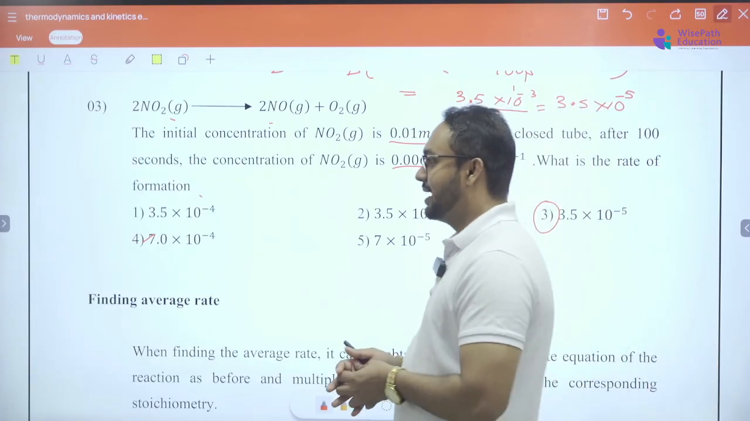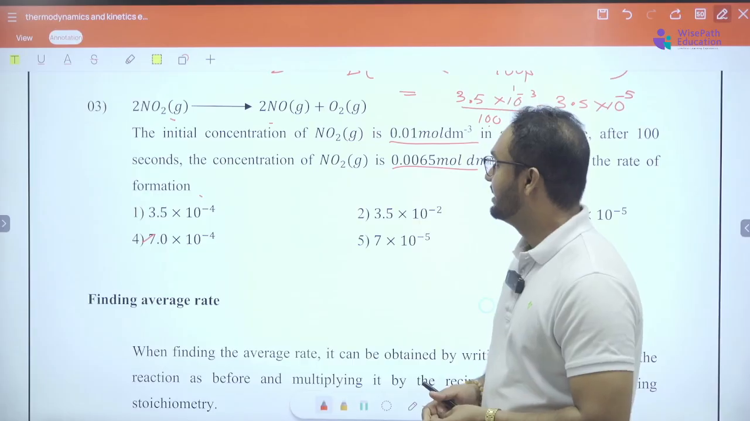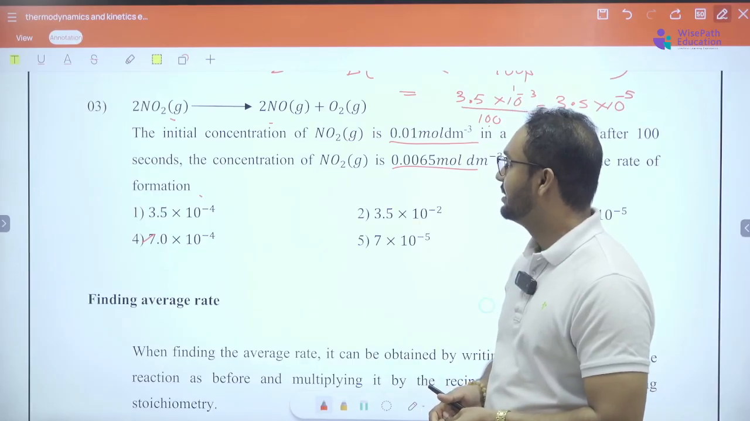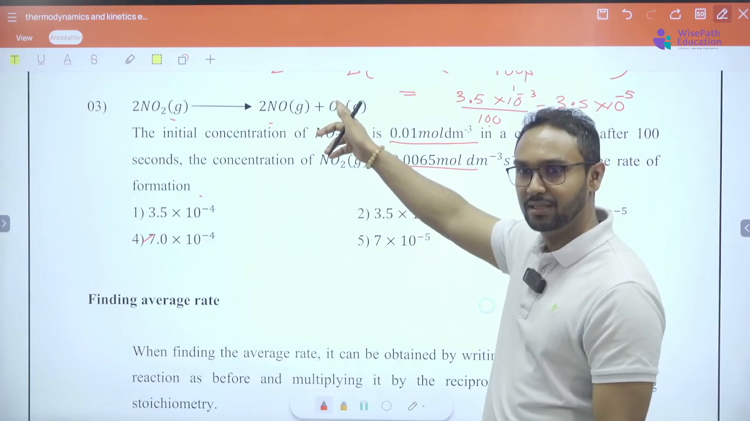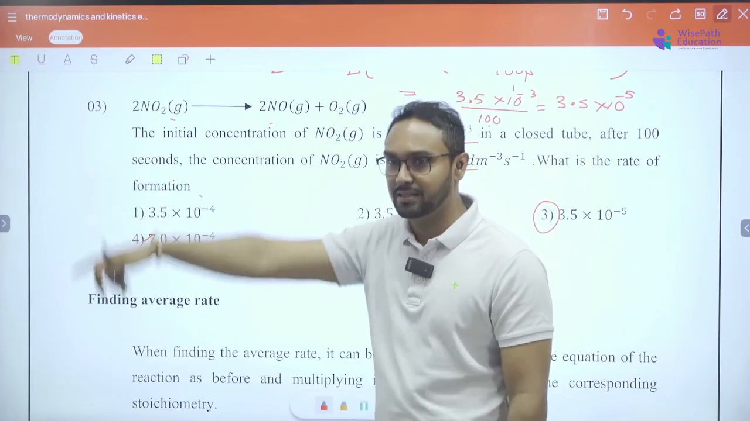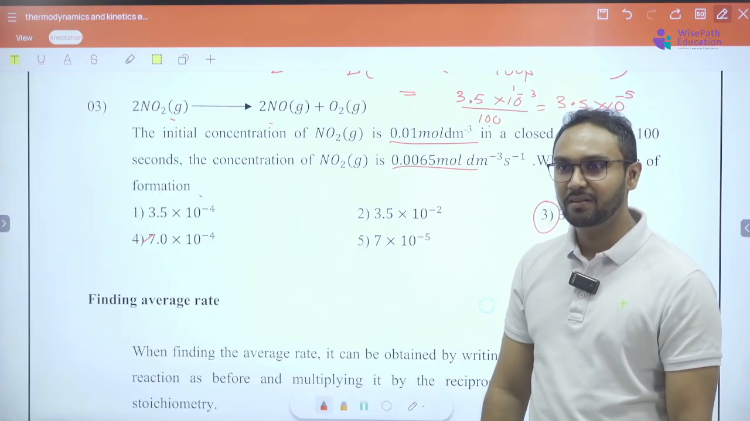So the rate of reaction, do you see that the simplest ratio here is 1, that of oxygen, and all the others are multiples of that, right? So if the simplest ratio is 1, what if we take everything into 1?